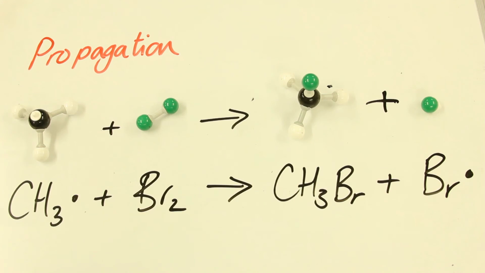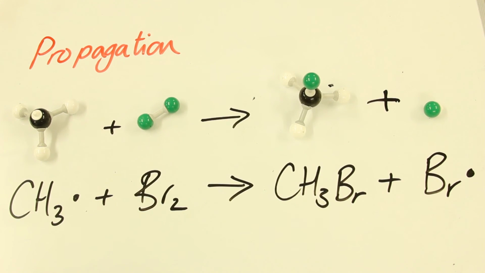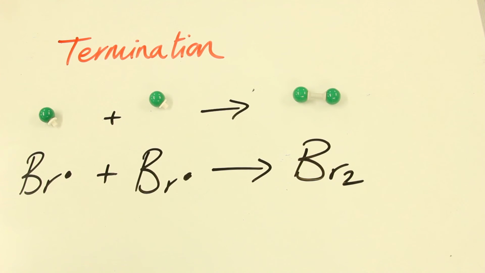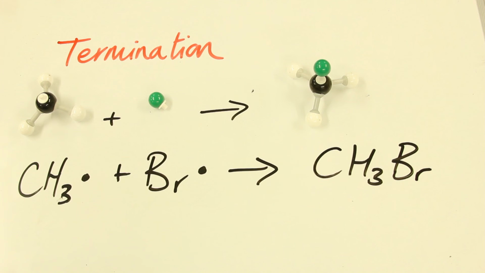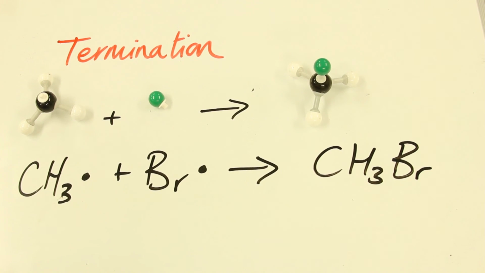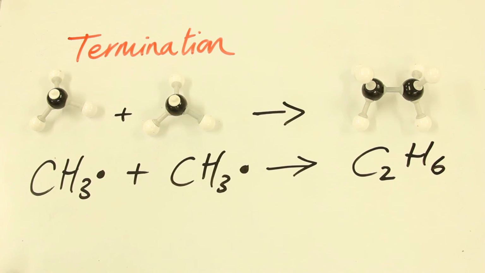Another propagation step could be one of those methyl radicals coming together with some bromine to make bromomethane, or methyl bromide as it's sometimes called, plus a bromine radical. The termination steps are two bromine radicals coming together to make bromine molecules, methyl radicals meeting with bromine radicals to make the methyl bromide, and two methyl radicals coming together to make ethane.